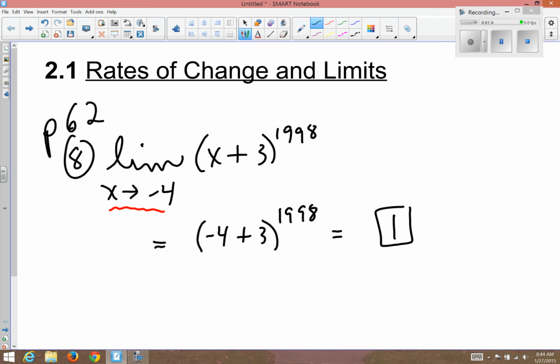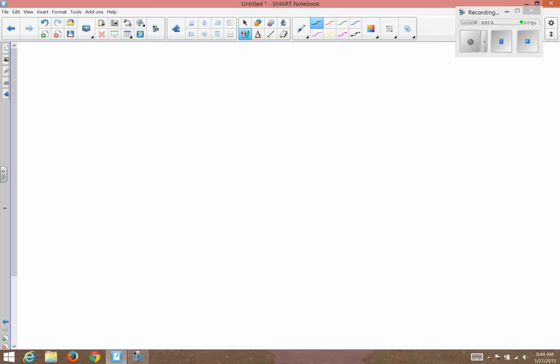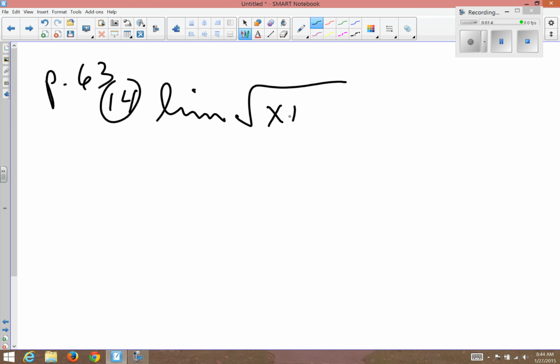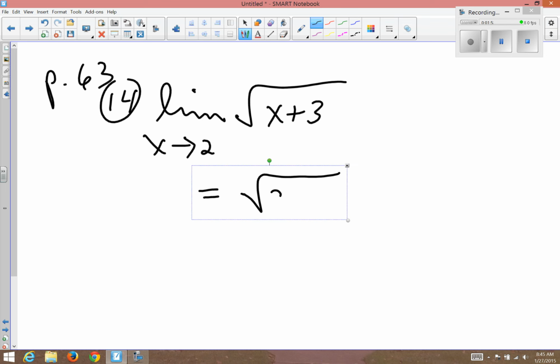Many limits are this easy to calculate, like page 63, number 14. The limit of the square root of x plus 3 as x approaches 2. We get the value of this limit by writing the square root of 2 plus 3. X is approaching 2, so we just replace x with 2. Limit should not be in front of this. The answer to exercise 14 is the square root of 5.